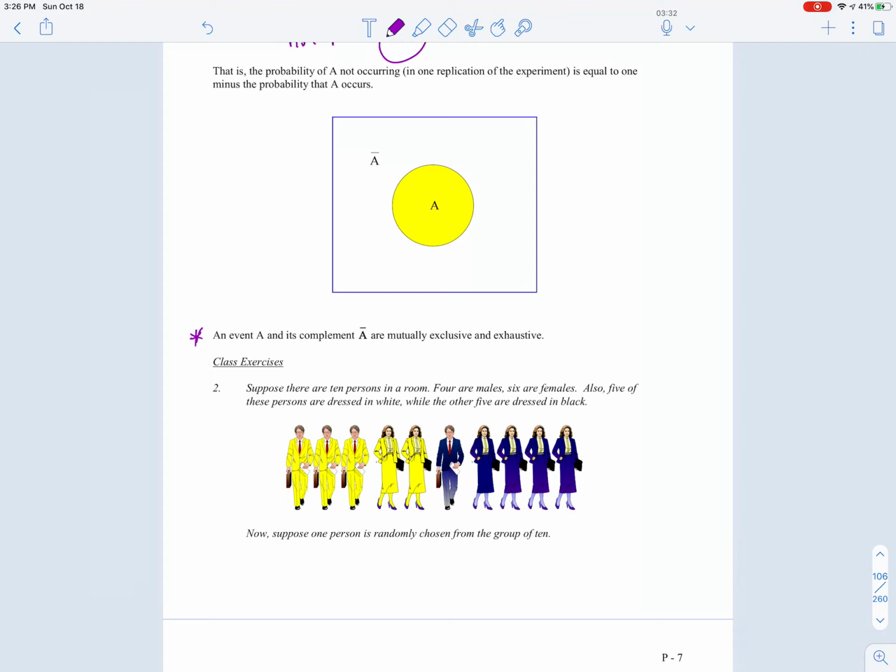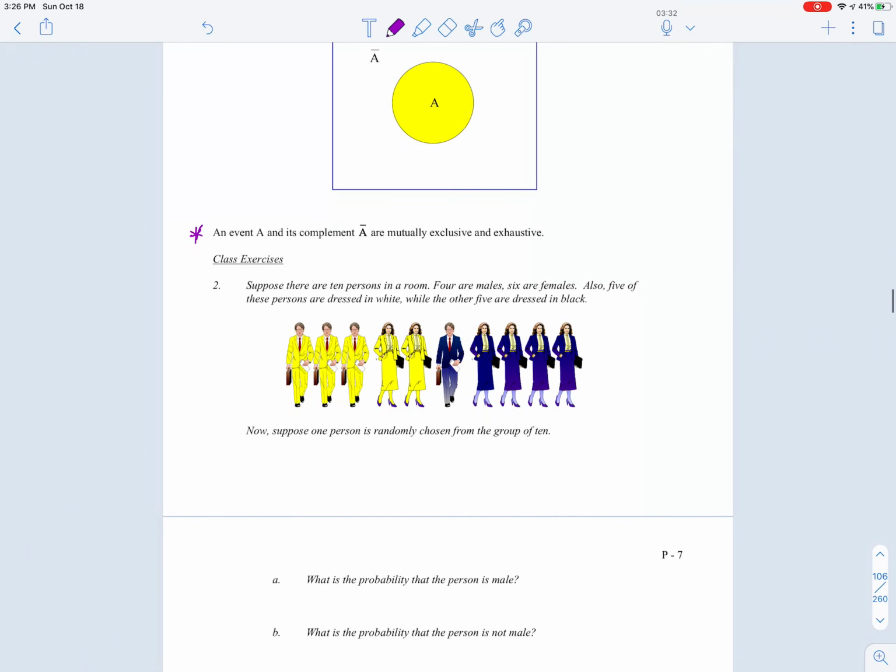All right, let's move on here and take a look. Suppose there's 10 persons in a room, 4 are males and 6 are females. Also, 5 of these are dressed in white and the other 5 are dressed in black. Now, you might look at this and say, Doug, are you colorblind? Isn't that yellow and blue? And the answer is, yeah, actually. But when you print these things off, they actually look more white and black. So we're going to consider them to be white and black, wearing white or wearing black, and males and females, although I know they are yellow and blue here. Okay, so wearing white or wearing black.